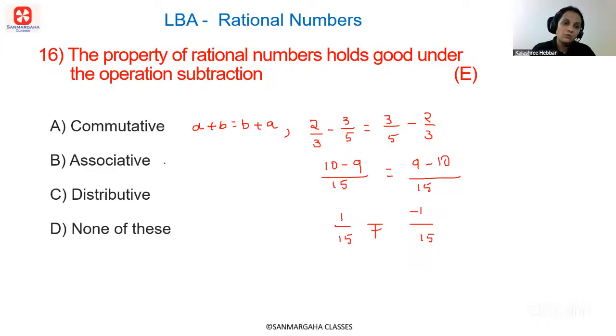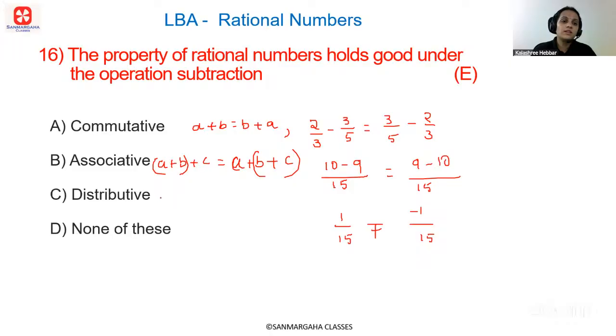The associative property is a plus b plus c is equal to a plus b plus c, grouped differently. If you take the subtraction of these numbers, they are not equal. LHS and RHS cannot be equal.